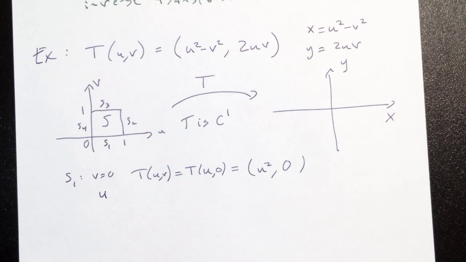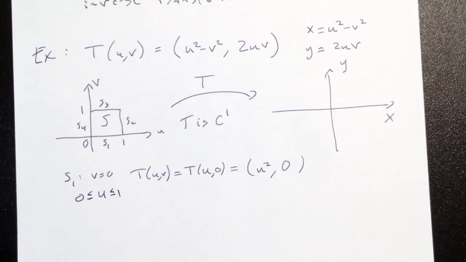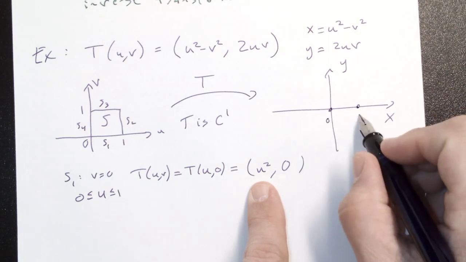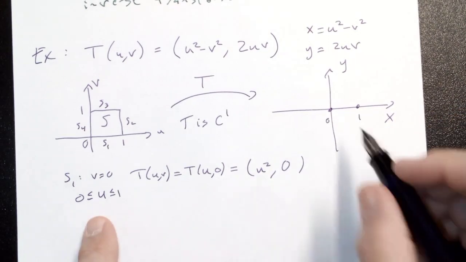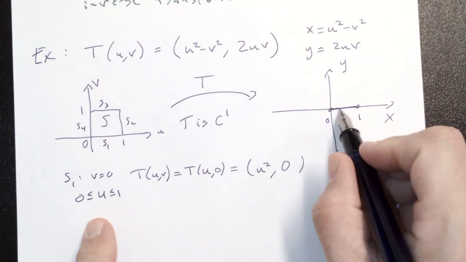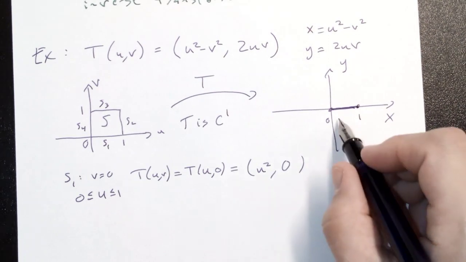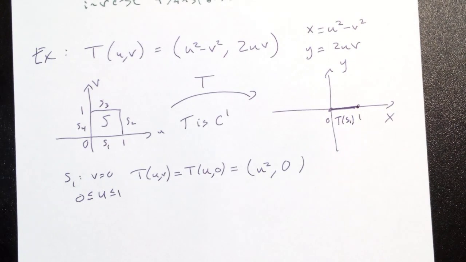I actually have a boundary. U is always between 0 and 1, because I'm on this piece of the square. And U is stuck between 0 and 1 there. Okay, wait a minute. If I put in 0, where do I go? If I put in 1, the image of this side is here. That's T of side 1.